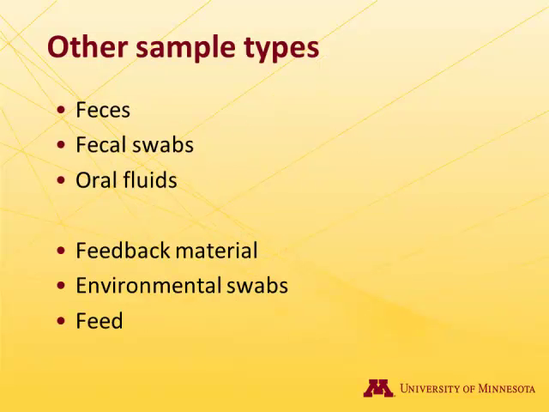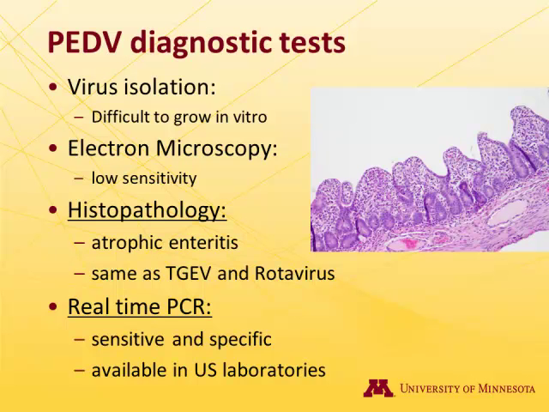So what are other sample types that we are testing for PED? We've been working with feces, with fecal swabs, with oral fluids, with feedback material. These 3 up here would be more to diagnose PED cases, and then to work on some of those already PED-diagnosed cases, we've been working with feedback material, environmental swabs, and feed. So those are all samples that we can work with. So when we get all these samples, what are we going to do? We've heard already that virus isolation for PED is difficult.